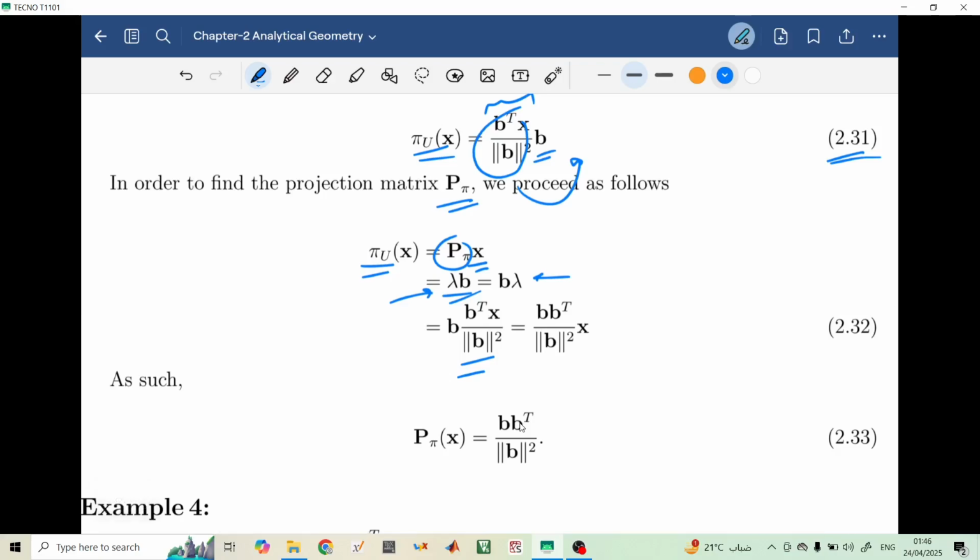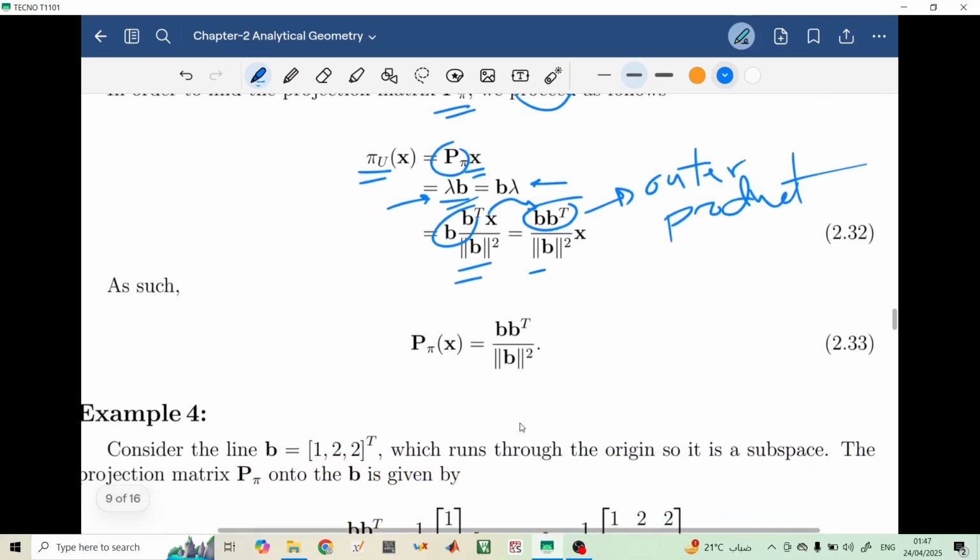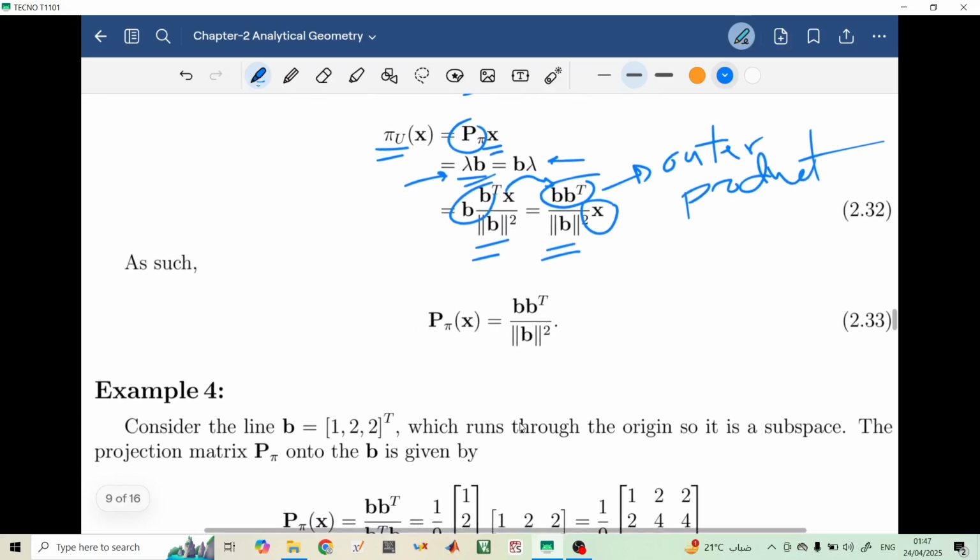Now if I rearrange those two and put them in this form, b transpose, this is a matrix. If you remember, this is the outer product, in contrast to the inner product. Outer products, and this is a matrix divided by some constant, and this is our vector that we want to project. So the projection matrix in the one-dimensional case is very simple. It's equation 2.33.